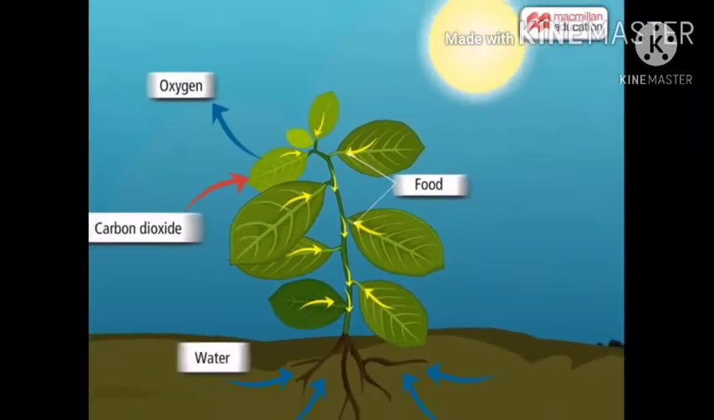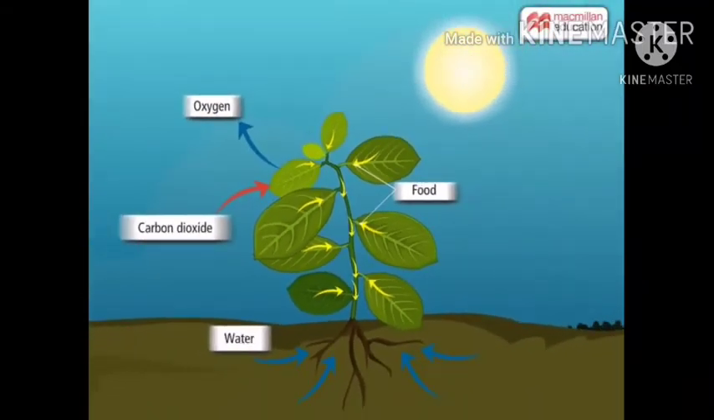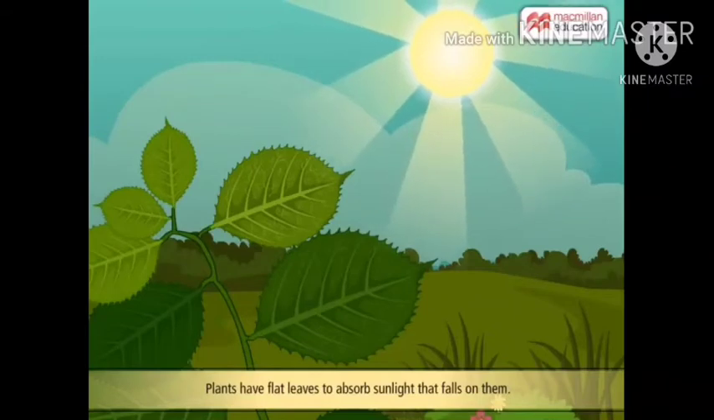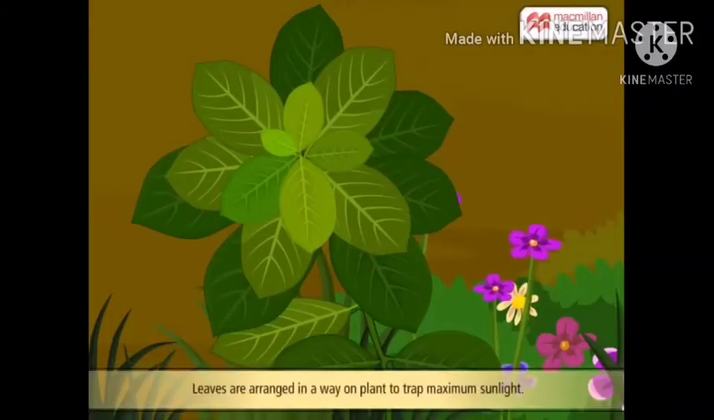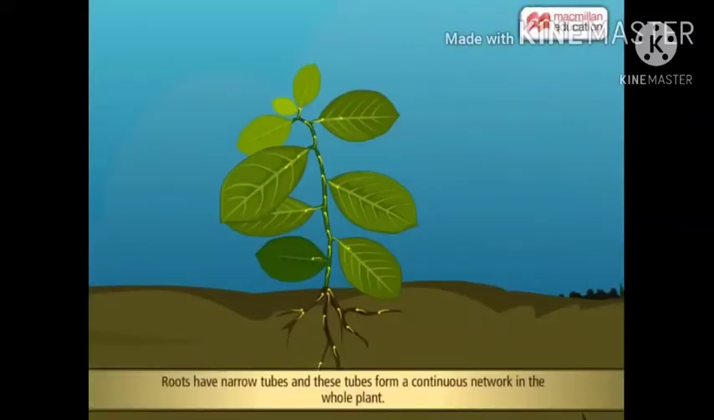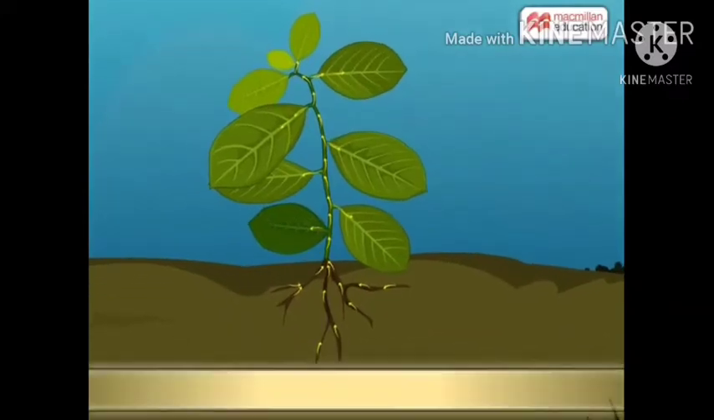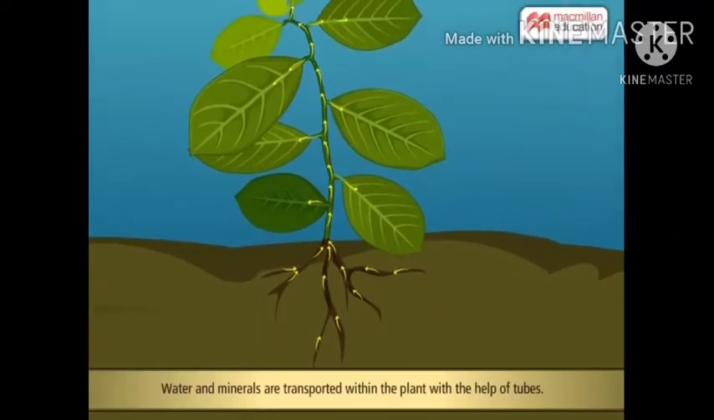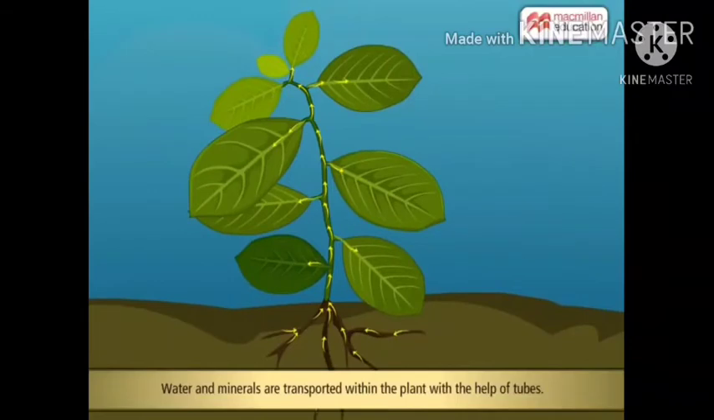Now, let us learn about the components required by plants for making their food. Plants have flat leaves to absorb sunlight that falls on them. The arrangement of leaves in plants is such that it traps maximum sunlight. Roots have narrow tubes, and these tubes form a continuous network in the whole plant. The narrow tubes in the roots absorb water from the soil. Water is transported to leaves and other parts of a plant with the help of tubes.